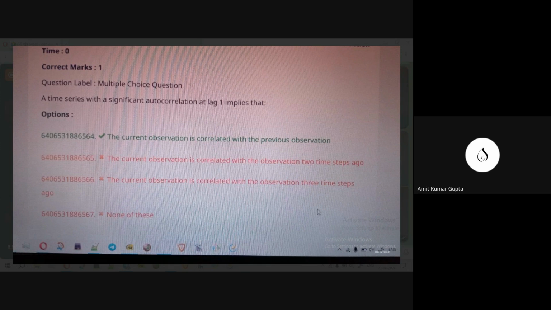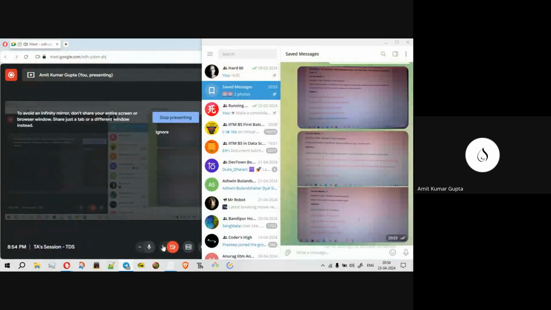Okay, so just read this question. A time series with a significant autocorrelation at lag 1 implies that... Just read the question, no need to read the options. First problem: what is a time series? Significant autocorrelation: now the question is, what is autocorrelation? We know about correlation, but what is autocorrelation? Then the problem is lag 1. What is lag 1? Let's talk about it.